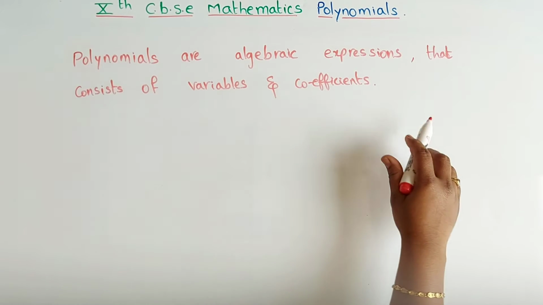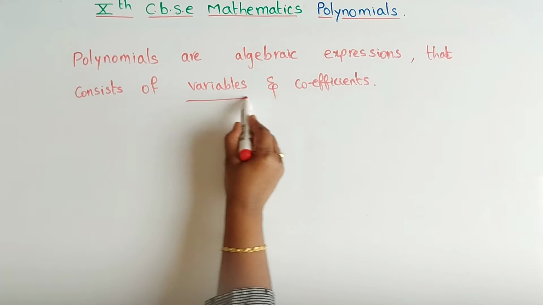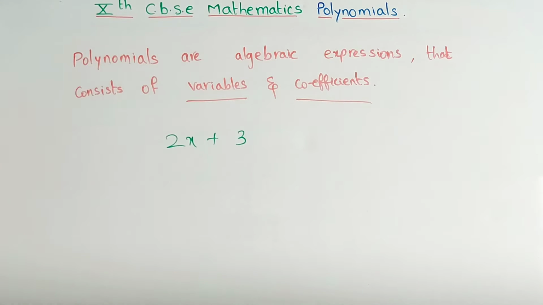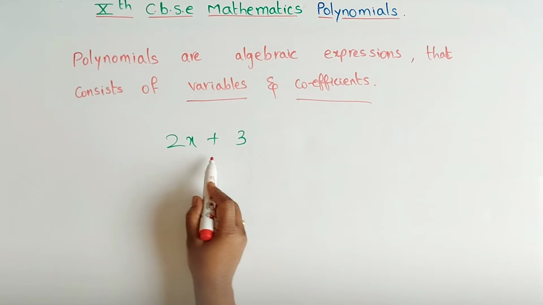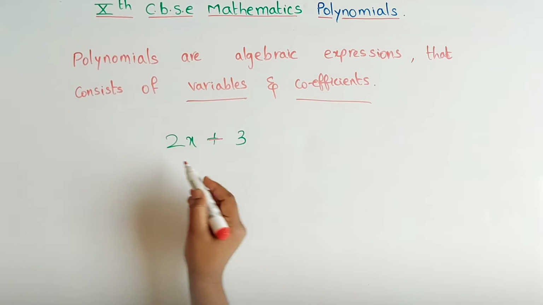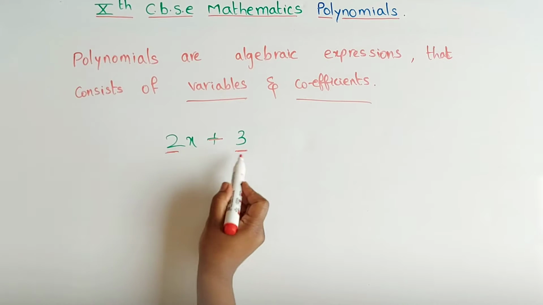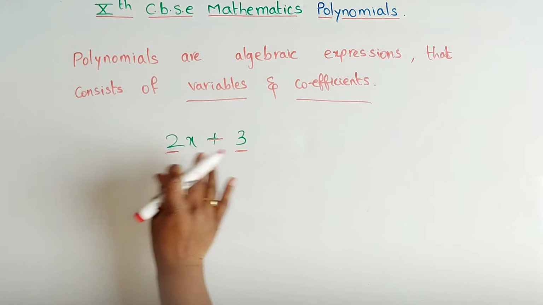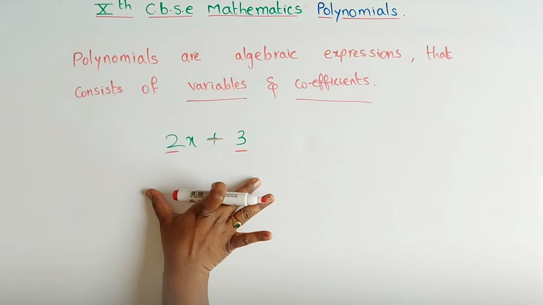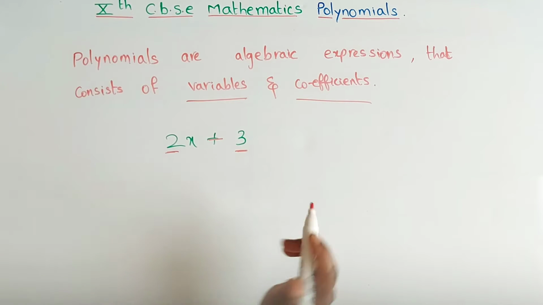Polynomials are algebraic expressions, children, that consist of variables and coefficients. What are these variables and coefficients, children? Let's take an example, 2x plus 3 here. Right children? Here 2 and 3 are real numbers. These are constants. These values will never change. Here 2 and 3 are constants, children.